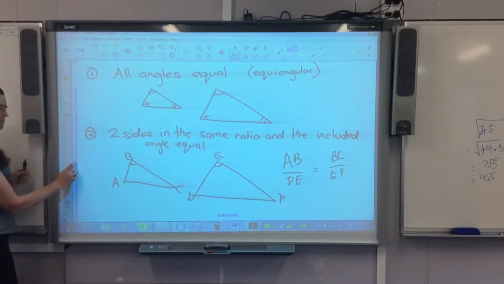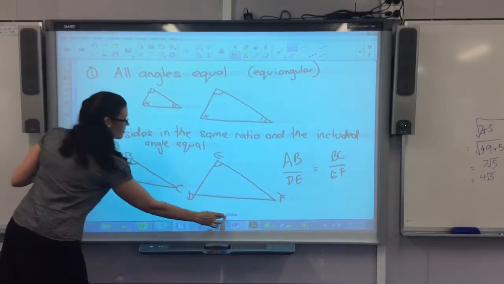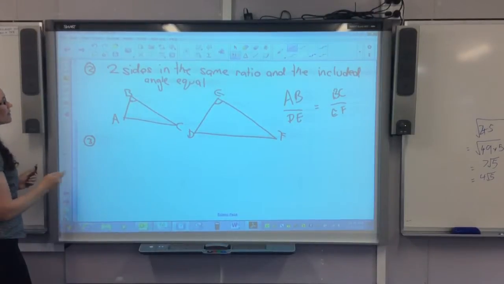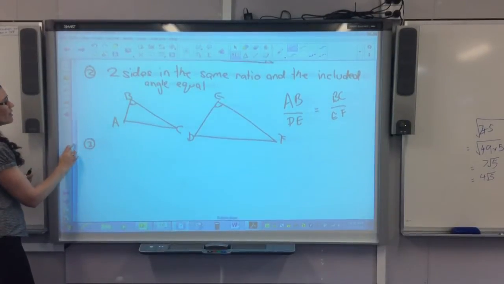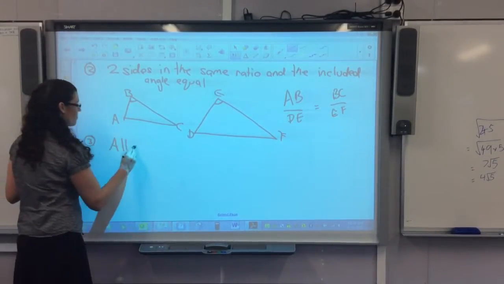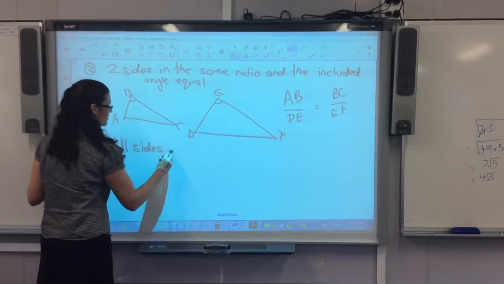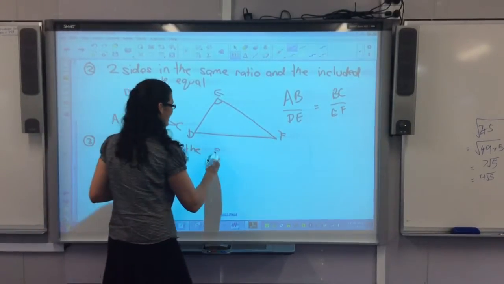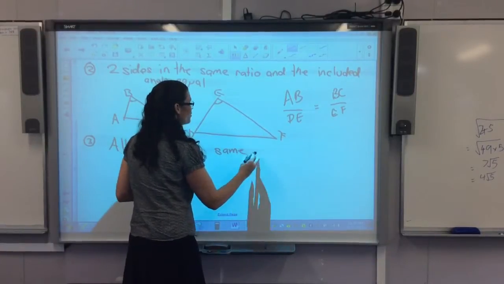Alright, rule number 3. Wait, can you go back for 1 second? No. Right, then you'll see. Okay, rule number 3 is all sides in the same ratio. We're not allowed to call it SSS. We're just going to call it all sides in the same ratio.